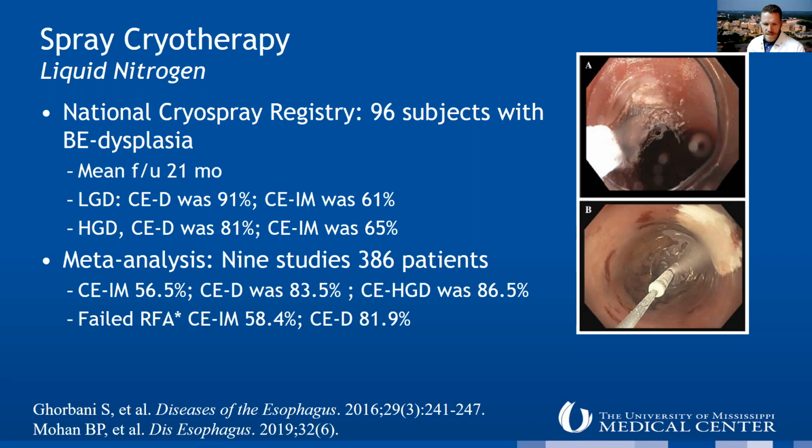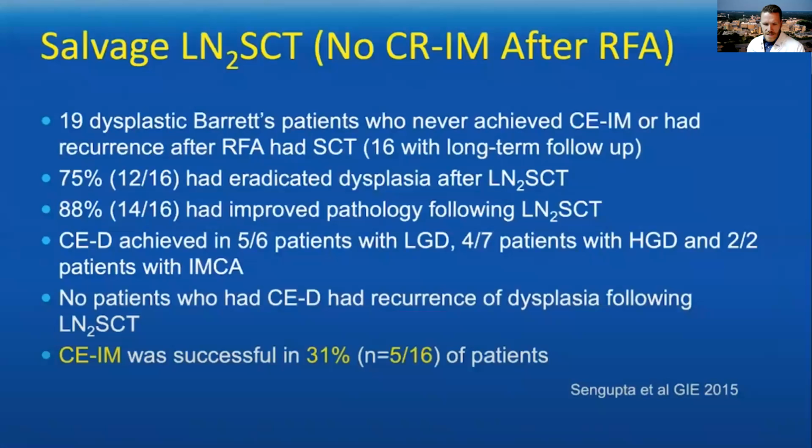And interestingly, this one points out the failed RFA patients, which is one of the areas where cryospray is utilized: patients who have gone through an RFA ablation and have had persistence of disease or recurrence of disease. In those patients, there's an 81% complete eradication of dysplasia, and even 58% of the Barrett's eradicated with cryospray after failure of RFA.